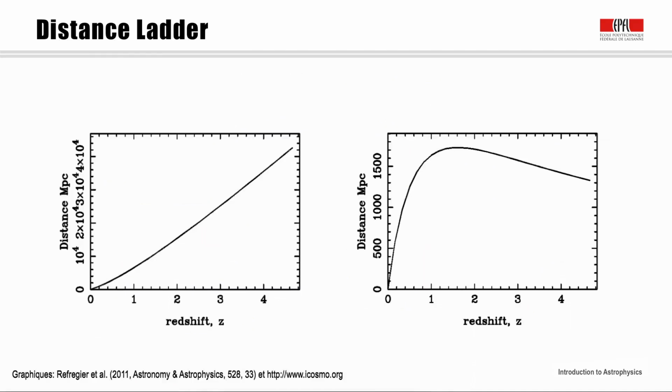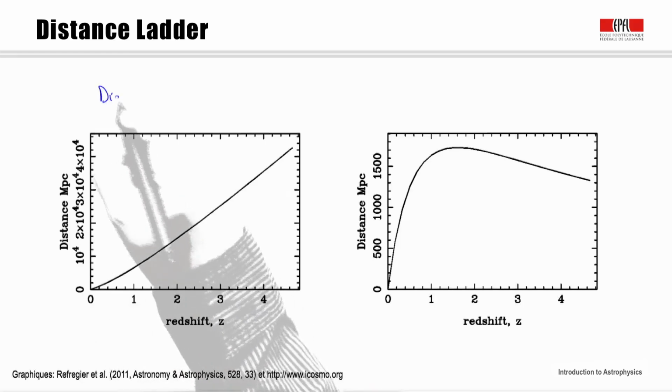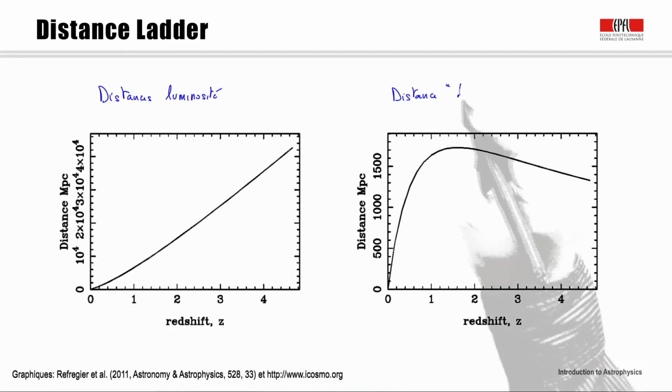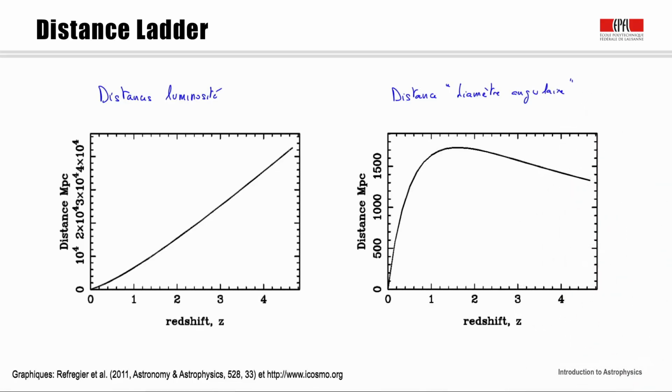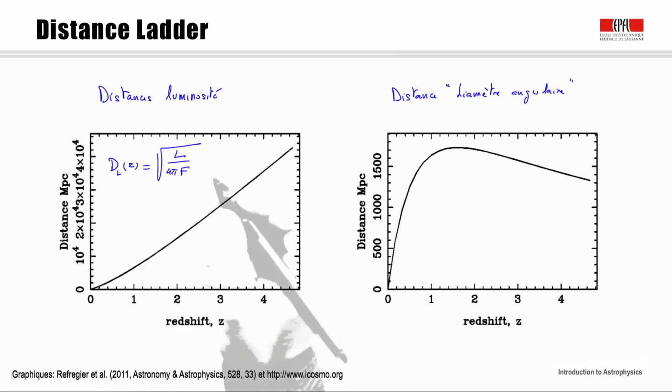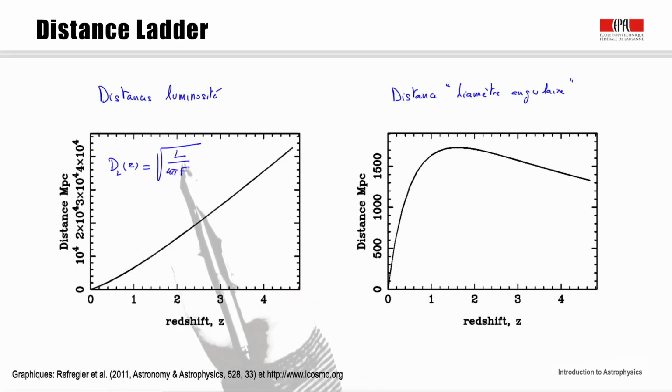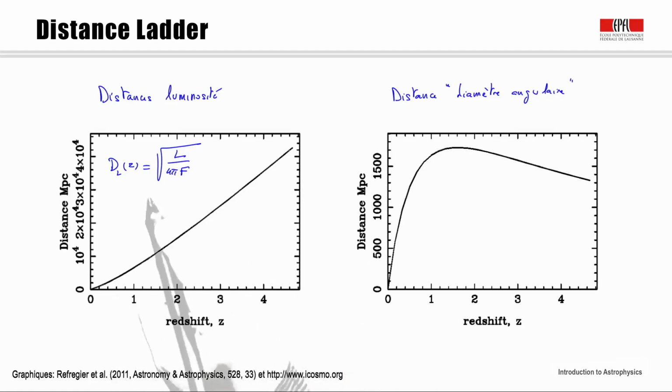So let's see how these behave in models. We use a given cosmological model without giving the details of this model. Here, the curves that link the redshifts to the distances, in this case luminosity distances, and in this case angular diameter distances. We have two types of distances. In the case of luminosity distances, we have dL(z) equal to the square root of L over 4 pi F. If we know an object of luminosity L and place it at different redshifts, we will measure a given flux and deduce a given distance. This is the distance predicted by a certain cosmological model.